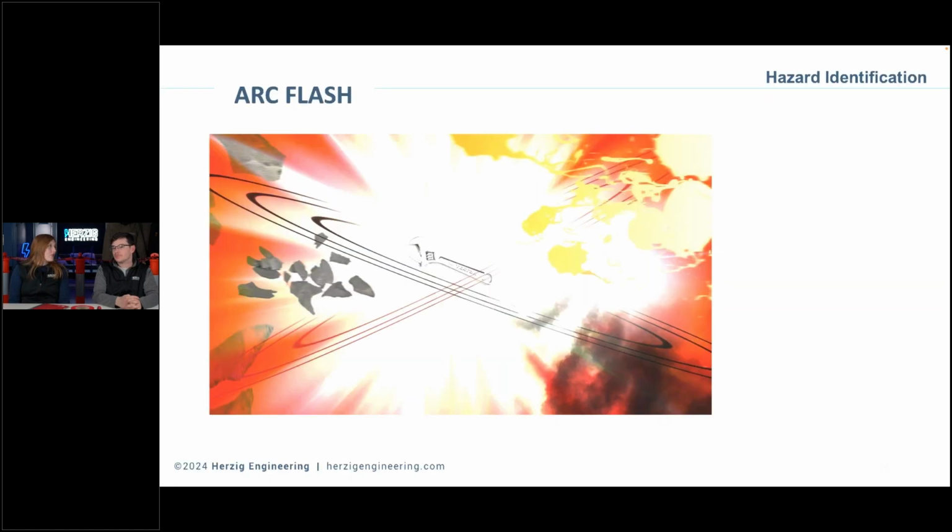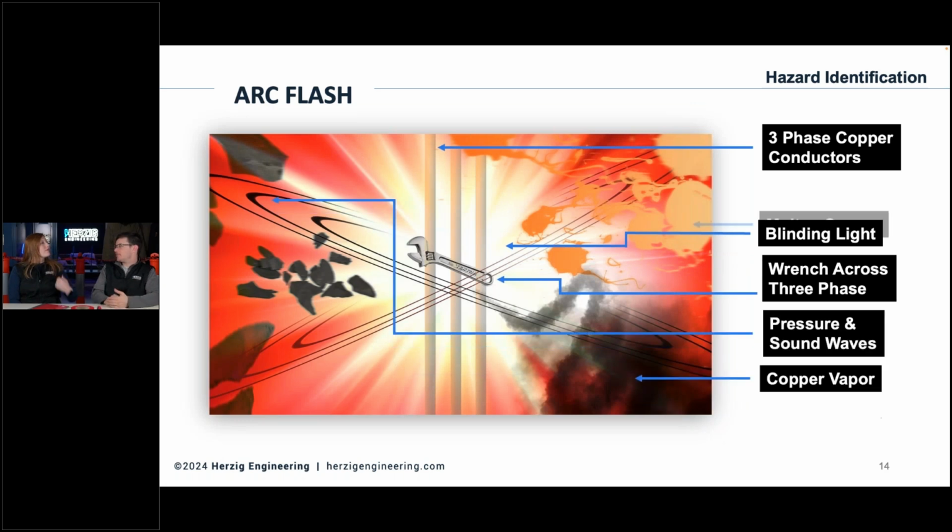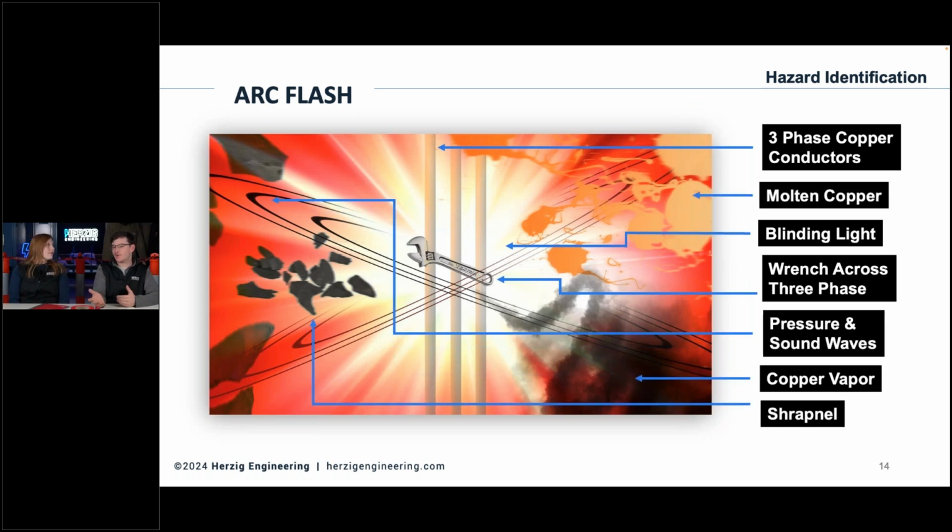What about arc flash? Why do we need these boundaries, right? It's because of arc flash and what happens and how they actually blow out of the equipment. Take this instance, you drop a three-phase, or an uninsulated tool, across three-phase conductors. Well, you're gonna have blinding light, molten copper, pressure and sound waves, copper vapor, shrapnel. That's all blowing out of the equipment.